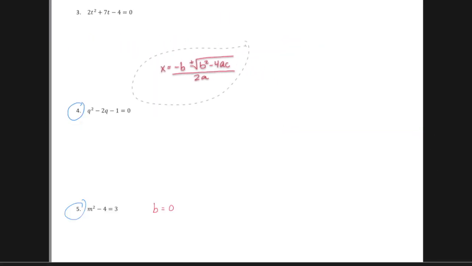All right, so I'm going to move on to number 4, number 5. So if you have identified the correct values here, please make sure you're checking them. For number 4, A is 1, B is negative 2, and C is negative 1. For number 5, you had to move that 3 to the other side, which is going to give you a negative 7. And that is how you end up with A equals 1, B equals 0, and C equals negative 7. So if you've been able to do this so far, you are on the right track.